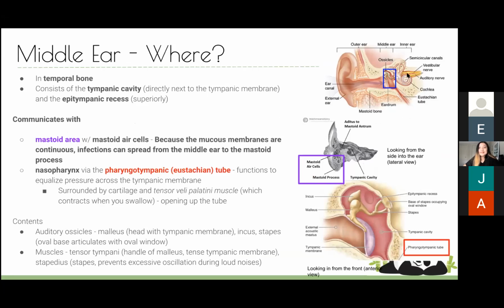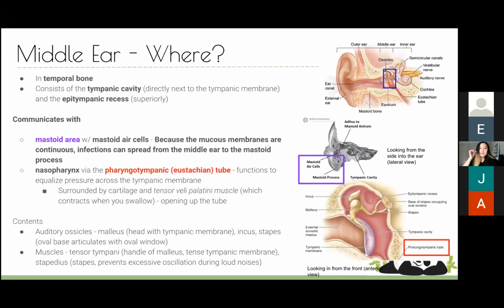Middle ear. This is the interesting part of the ear. It's the internal part, but it's in the temporal bone. It consists of your tympanic cavity and your epitympanic recess, epi for up, so it's above that. It communicates with a couple of areas. It communicates with your mastoid area behind your ear, which has your mastoid air cells. And because the mucous membranes are continuous, infections can spread from your middle ear to your mastoid process.